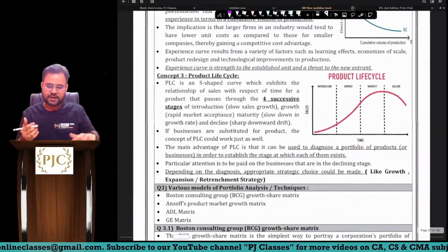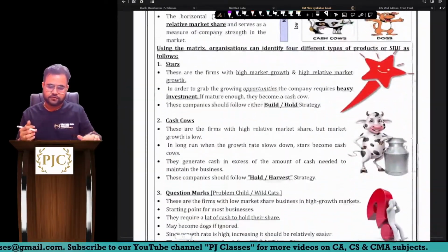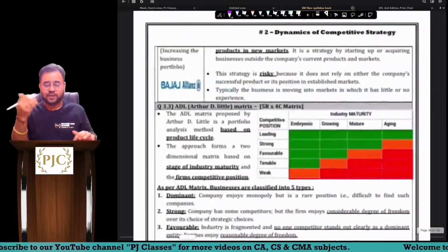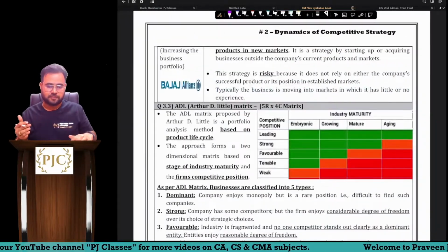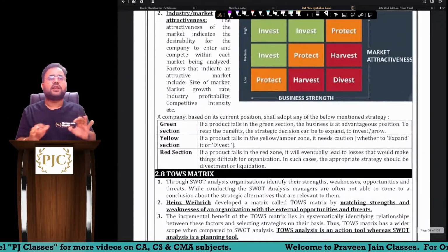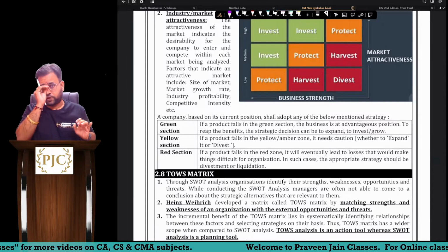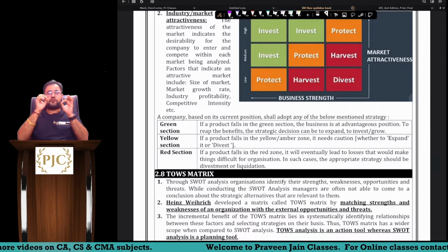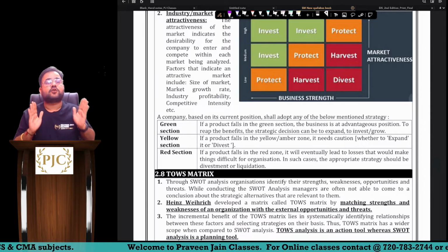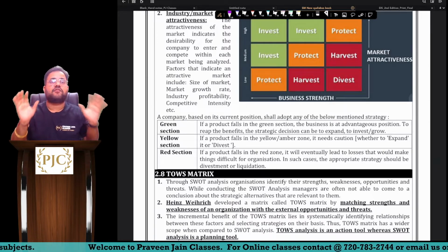So BCG matrix, product life cycle, cash cow, question mark, dogs. Again, at the end of the chapter, you have question papers, ADL matrix. So this material is also serving the needs of the student. Now I can say, if you have to prepare well for your EIS and SM, these are the two materials which are more than enough for your exam.